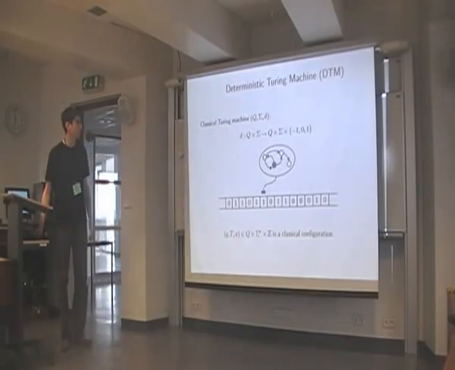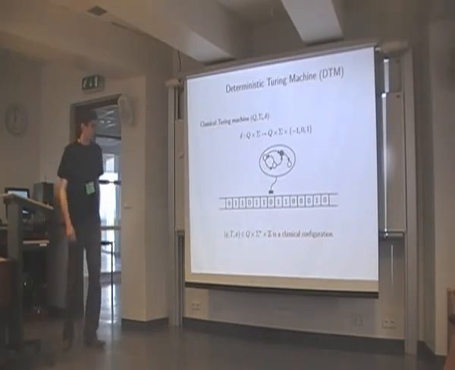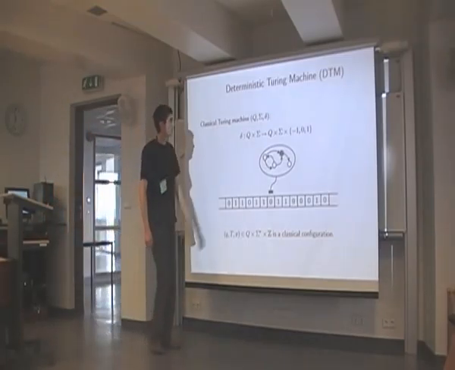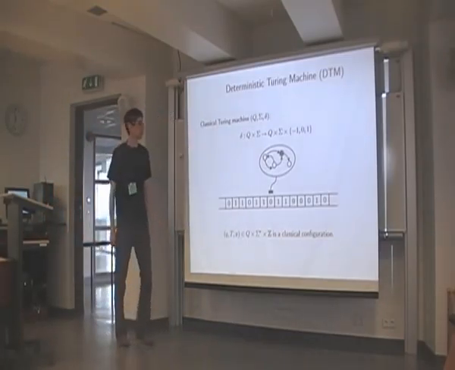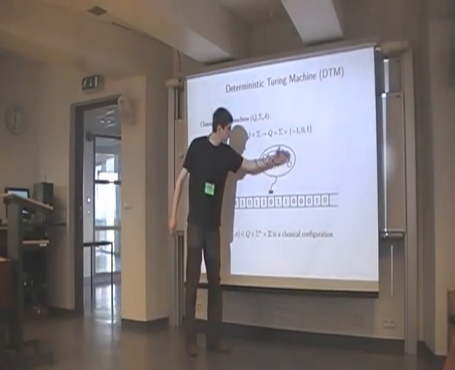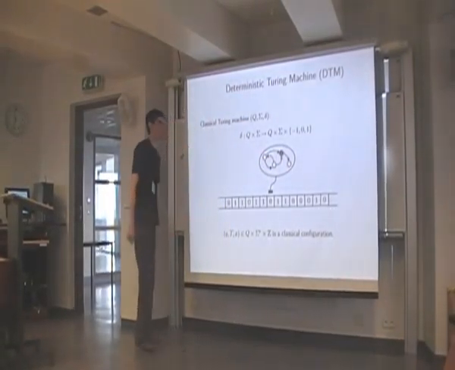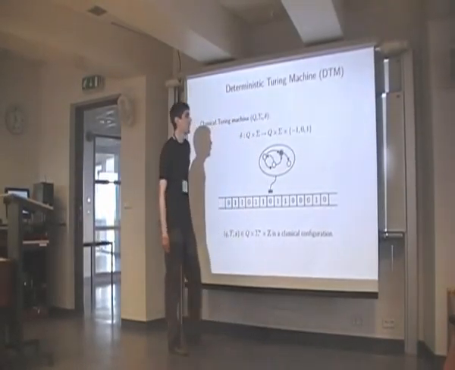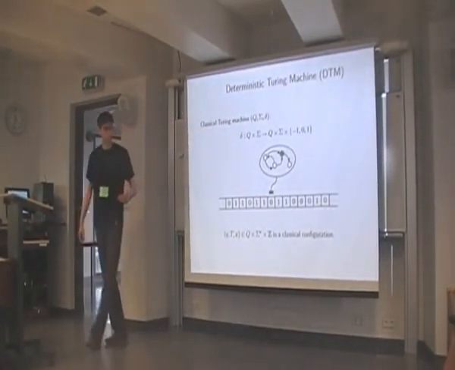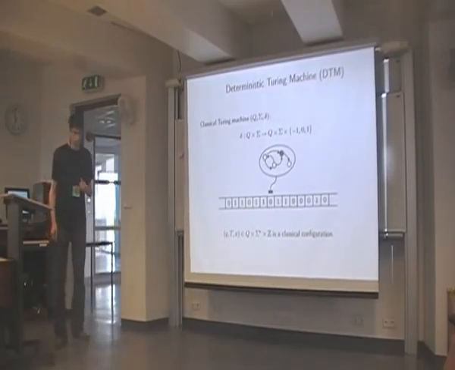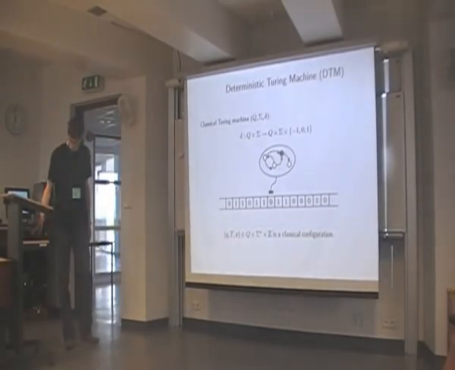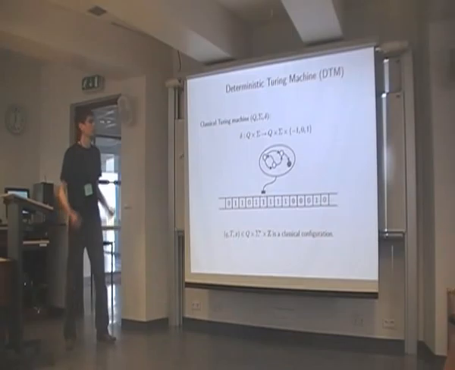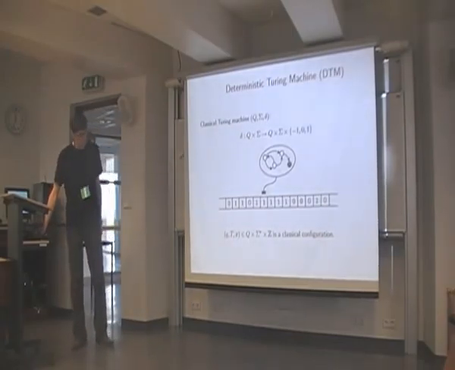So for instance, here we have an example. And the important point is that among all the internal states, some of them are halting states, which are represented in red here. It means that when the machine reaches this state, the computation is terminated. The computation stops. So this is the end of the computation.